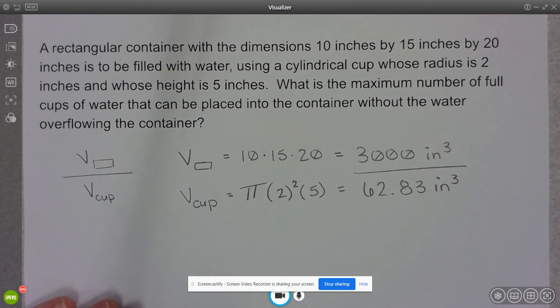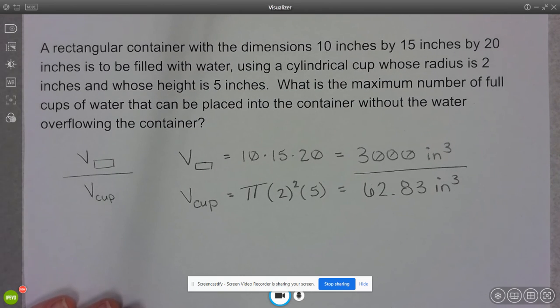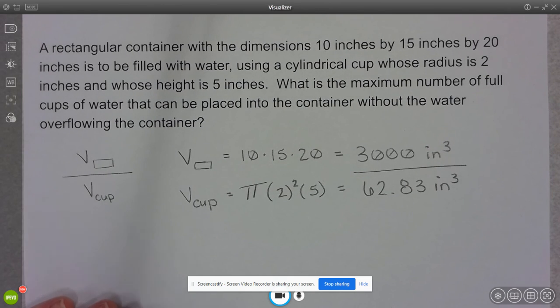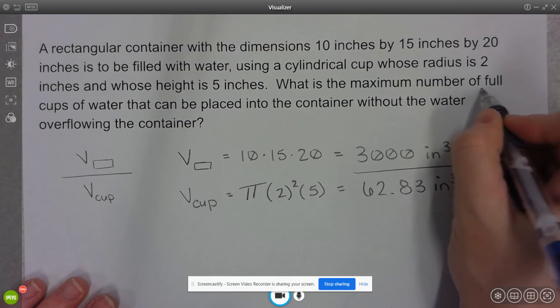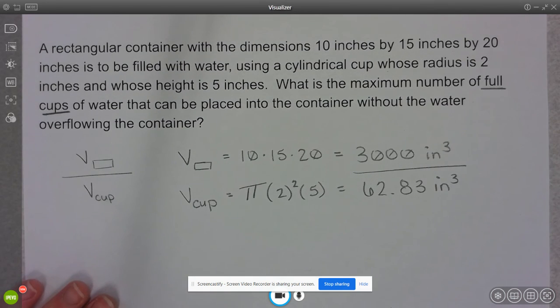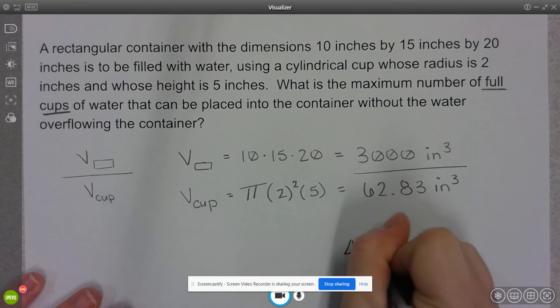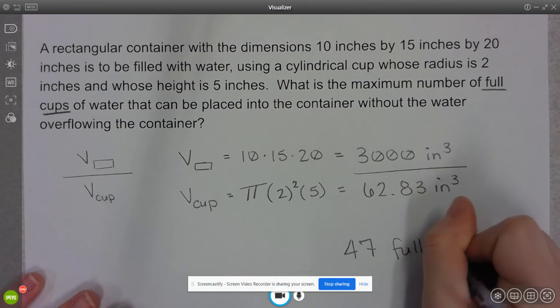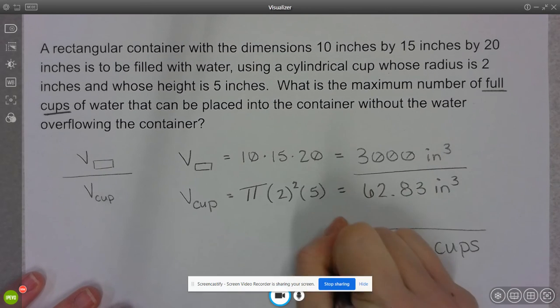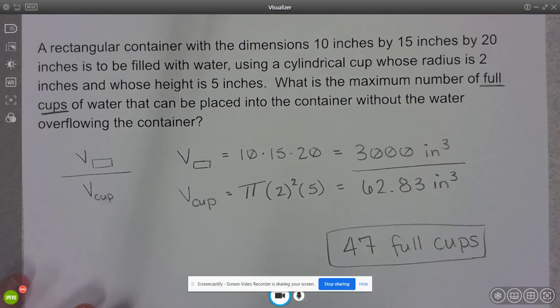Now this will be a number that is 47 point whatever the decimal was. I did not write that part down ahead of time. That extra decimal part of a cup can't be part of my answer because they want full cups of water, not partial cups of water. So I could only use 47 full cups. The 48th cup is going to overflow this container.